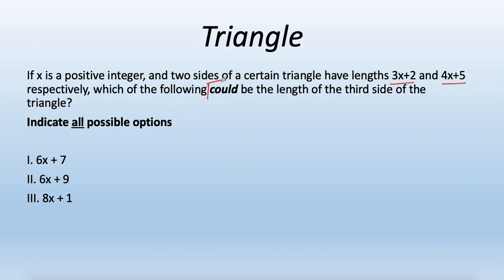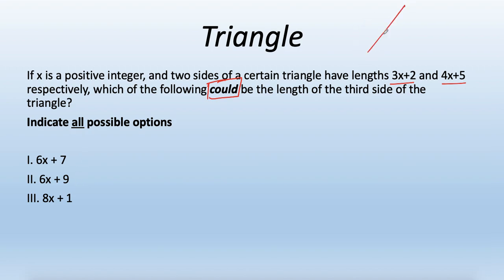The question asks could be the length, right? So read clearly, because the question asks for could be or must. In could be, you just need to see one scenario in which that condition is possible, but in must be, all of the scenarios must be satisfied. So in this could be scenario, you just need one option that satisfies the conditions.